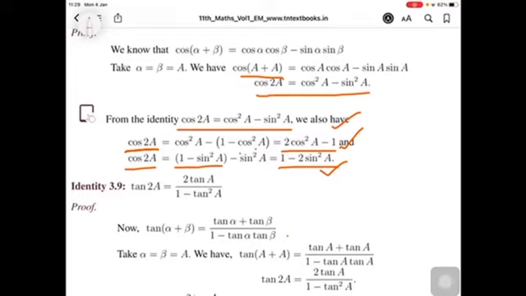So, tan 2A is equal to 2 tan A by 1 minus tan square A. Here as well, alpha and beta are equal to A. So, you have to substitute this in the tan A plus B formula. Tan A plus A, that is tan 2A, is equal to tan A plus tan A by 1 minus tan A tan A, that is 2 tan A divided by 1 minus tan square A. This is an important identity.